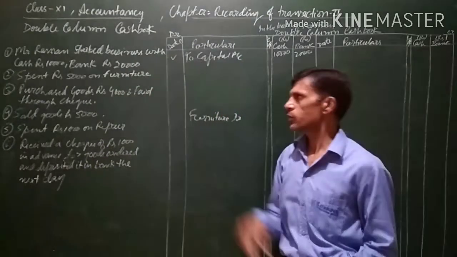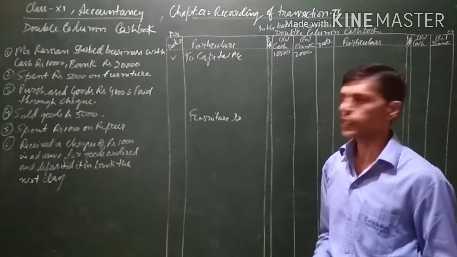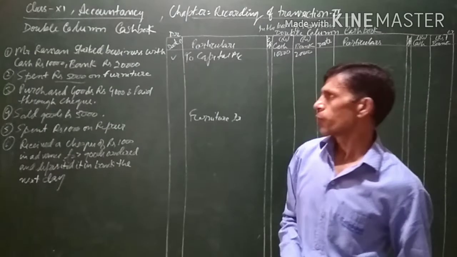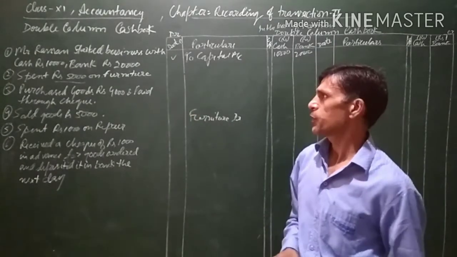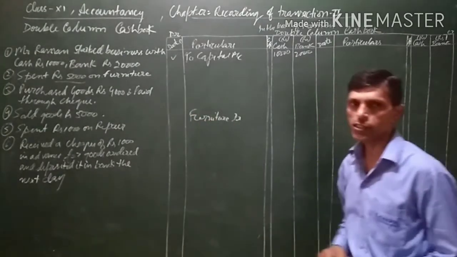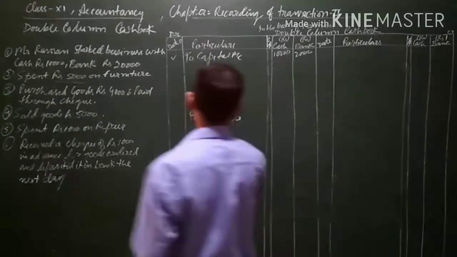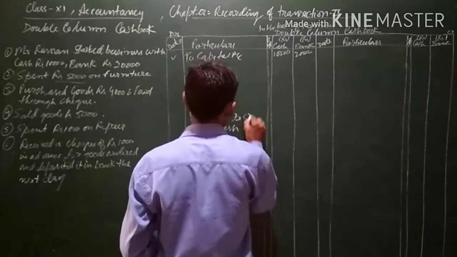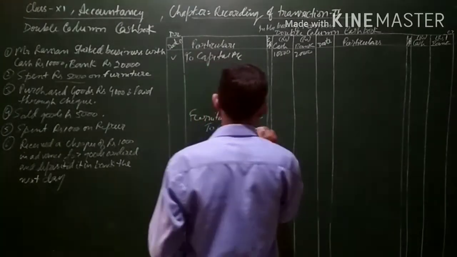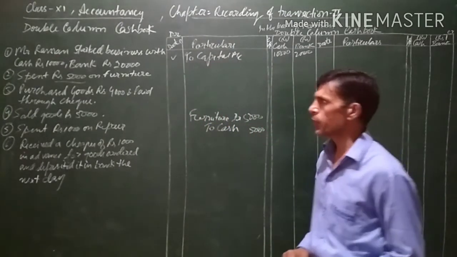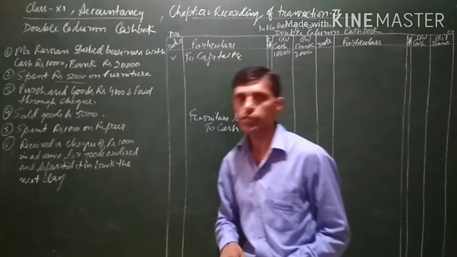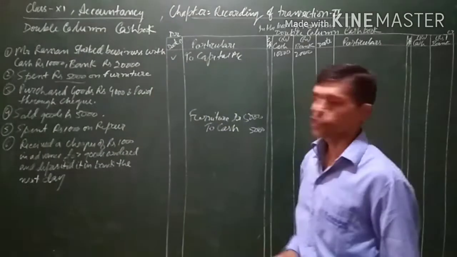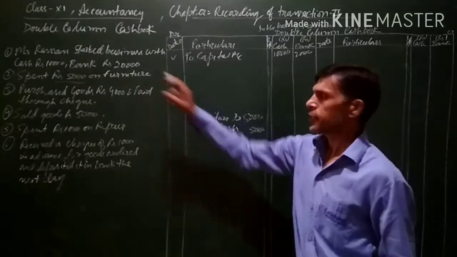Since you are purchasing the furniture for 5,000, it is obvious that you are paying this 5,000 to the seller. Since we are spending 5,000 on the furniture, our cash will be going out of the business. So the entry will be furniture account debit 5,000 to cash account 5,000. One more thing to keep in mind: since nothing is mentioned regarding whether the payment is in cash or by cheque, we will assume that this is a cash purchase.